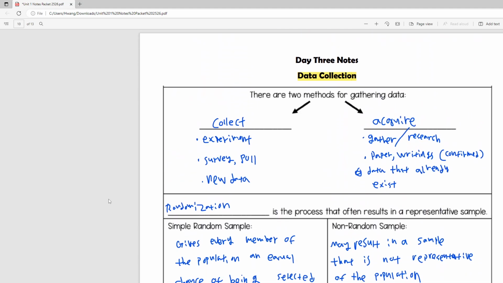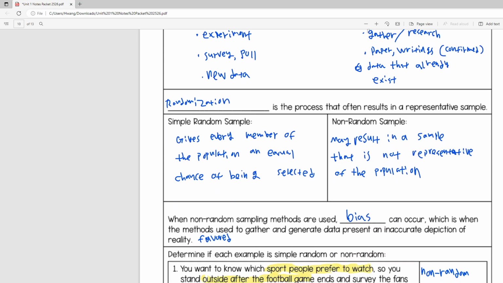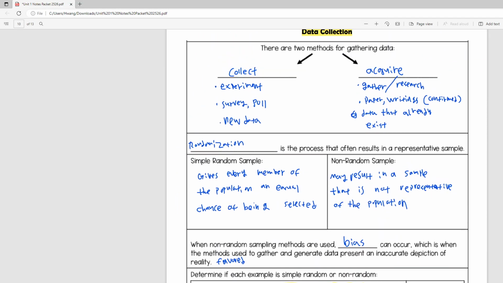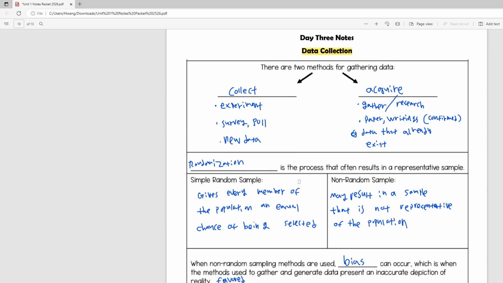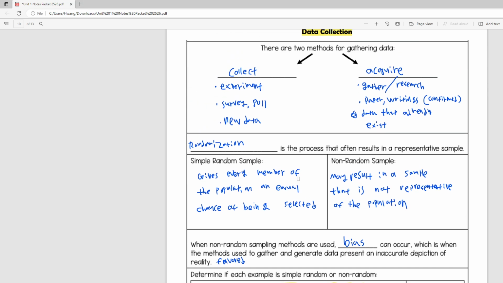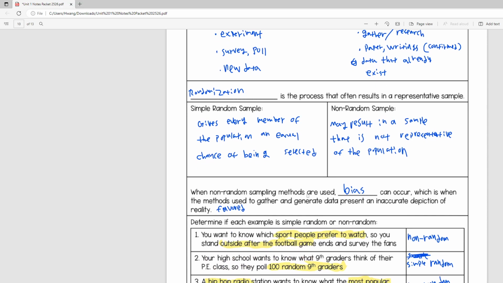I think that is the end of our day 3 notes. This is a very simple set of notes. Like I said, we have talked about data collection. There are 2 ways of collecting data, which is just collecting data and acquiring data, and please know the difference between them. And among those 2 data methods, randomization should always be considered because it prevents us from having bias in our data and gives us trustworthy data. And we went over 4 examples.